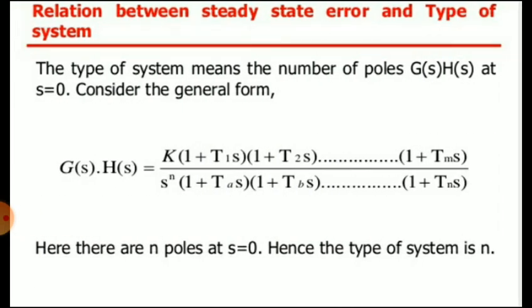Then type of system. The type of system means the number of poles of G(s)H(s) at s = 0. Consider the general form, which is given. Hence there are n poles at s = 0. Hence the type of system is n. In other words, this is the type of system.